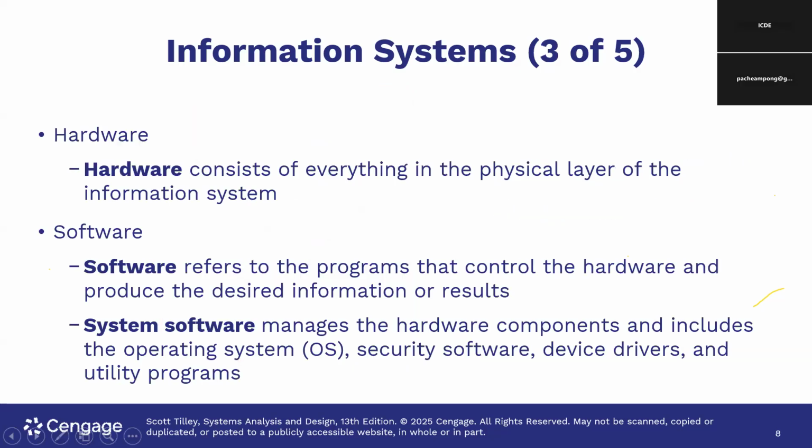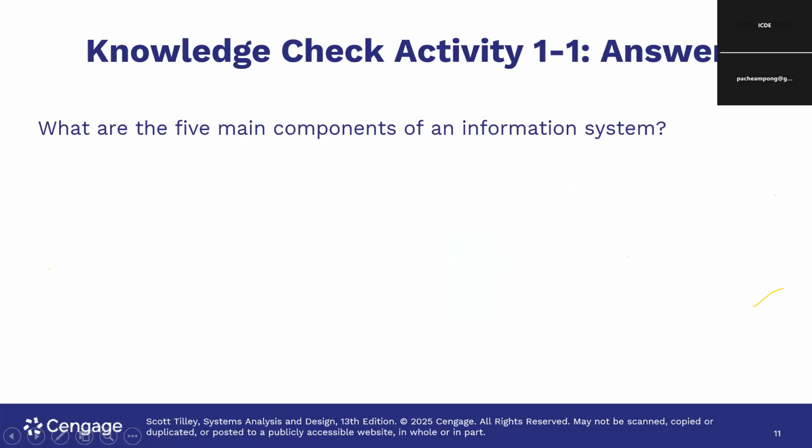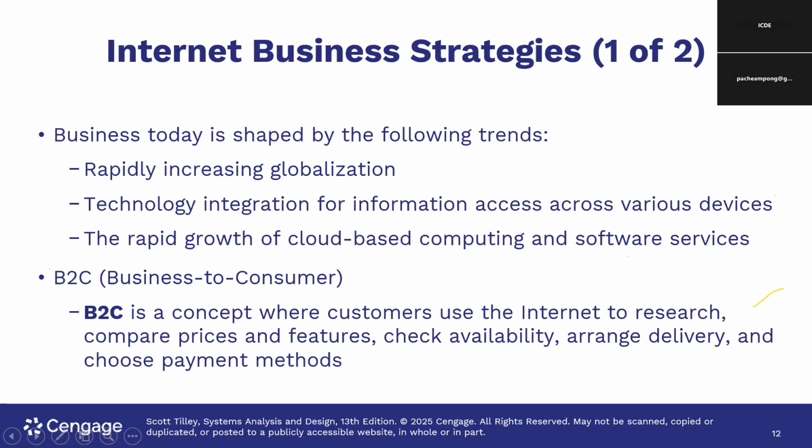You guys are analysts. All right. So we've looked at hardware, software, data, processes, and then people already. I'm sure by now we all know the five main components of an information system. Awesome. Now let's move on to internet business strategies.